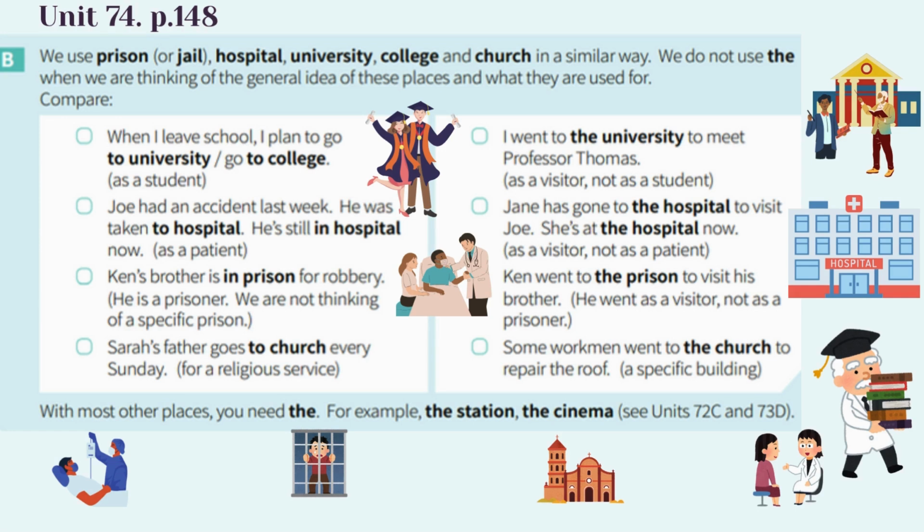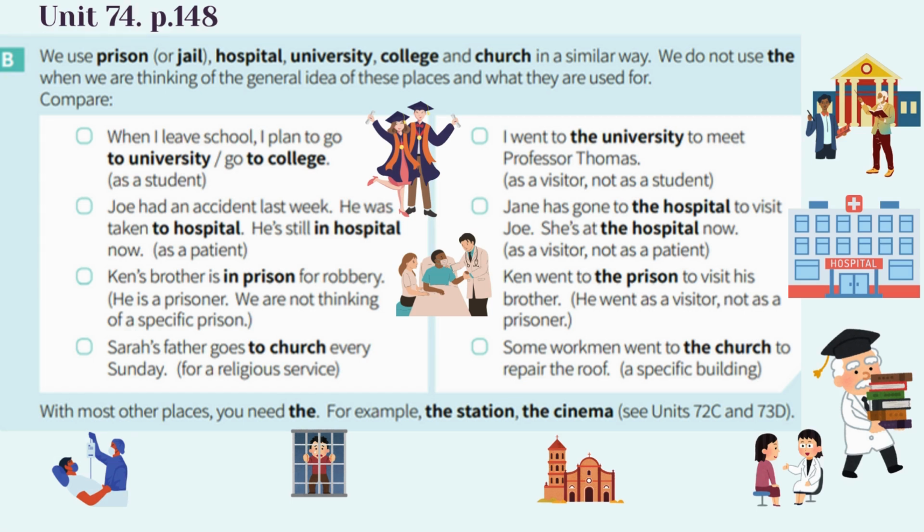The third question, Ken's brother is a prisoner. He's in A, the prison, B, prison. The answer is B, prison. The fourth question. Sarah goes to every Sunday to pray. A, the church. B, church. The answer is church. Great job, you're mastering this.